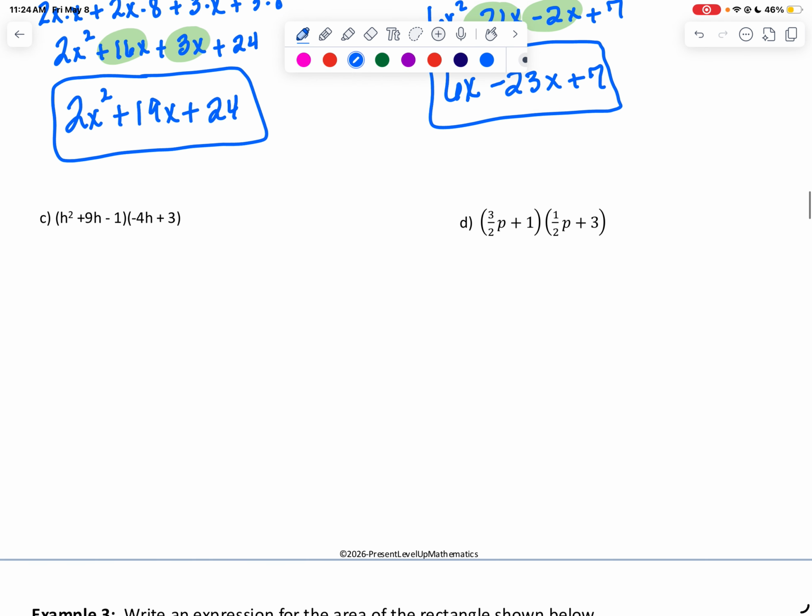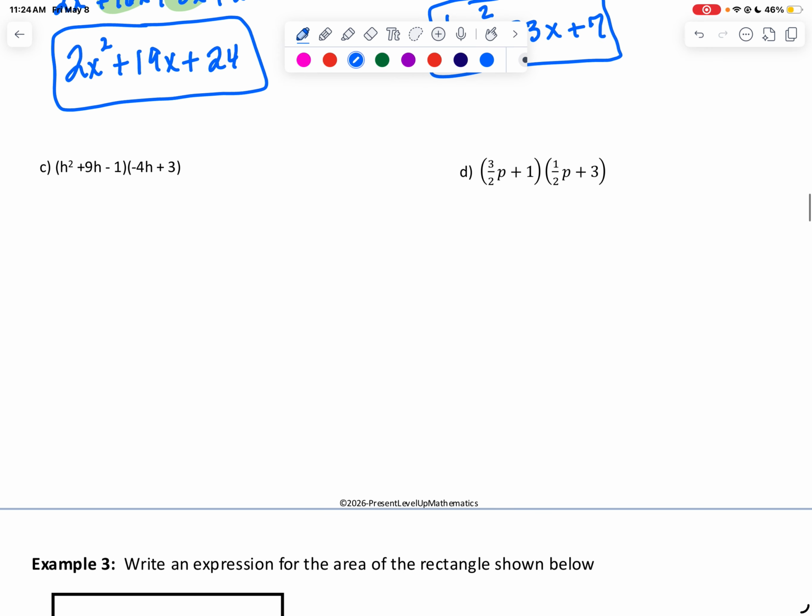All right. Problem C. h squared plus 9h minus 1 times negative 4h plus 3. Now, you can multiply polynomials in any order, but I prefer the smaller polynomial to go first. So I'm going to rewrite this where the negative 4h plus 3 goes first. You do not have to do this. I just like the smaller one to go first. I think it's a little bit easier.